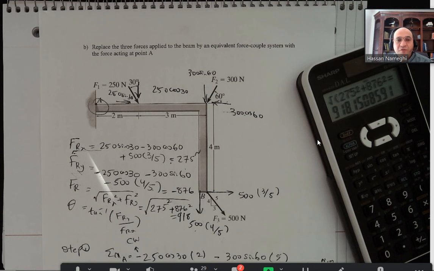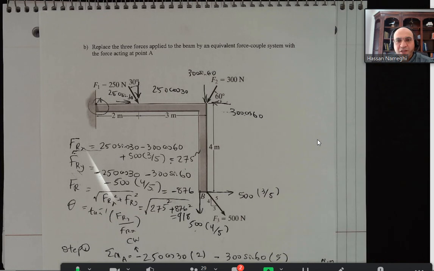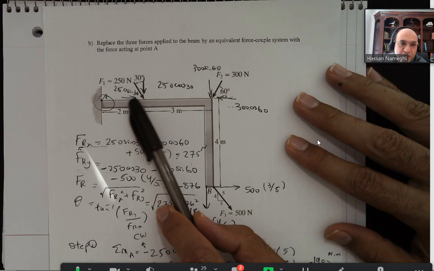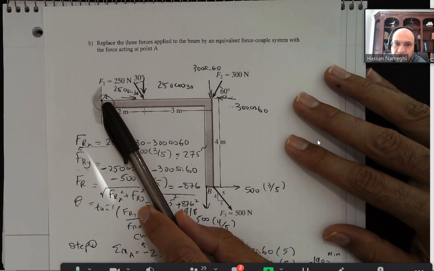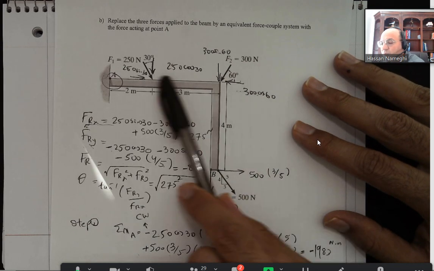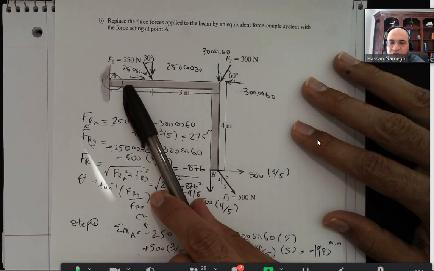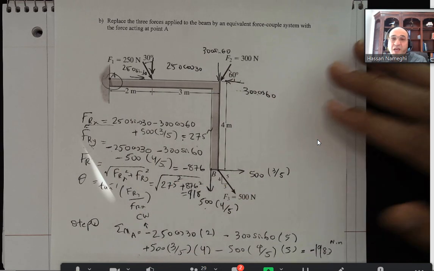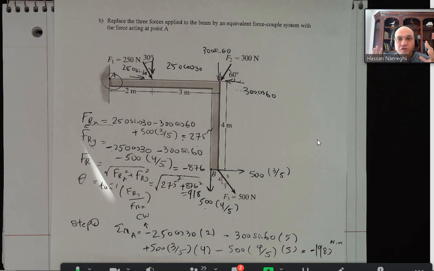So for moment, you have to use all the constituents. You cannot make a decision to take only one of them. For moment, we use all of it. The reason that in this video I didn't do all of it is that in the other video I showed you that, for instance, 250 sine 30 is crossing the point, so the moment is zero for this. For 300 cosine 60, the moment is zero because it's crossing the point. There is no perpendicular distance for that, but the rest of them have a distance. So if the force doesn't cross the point, there is a moment from it, and you have to consider it.